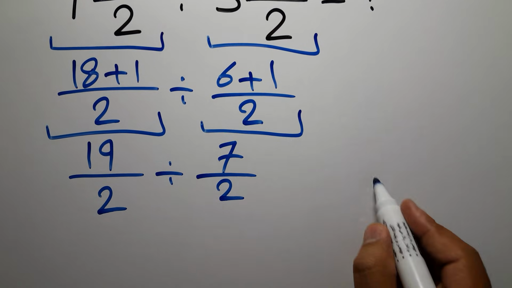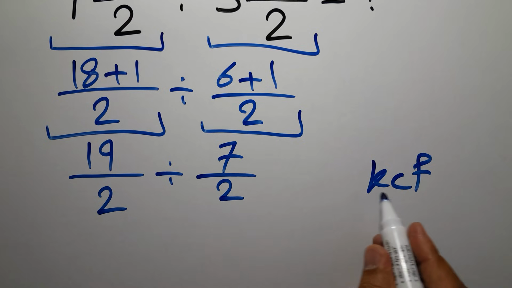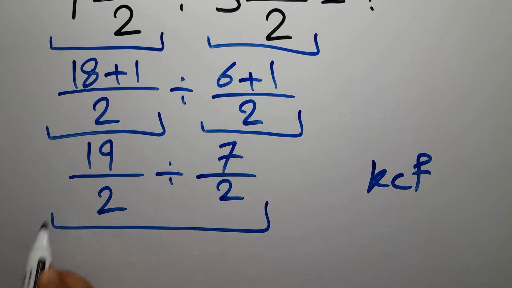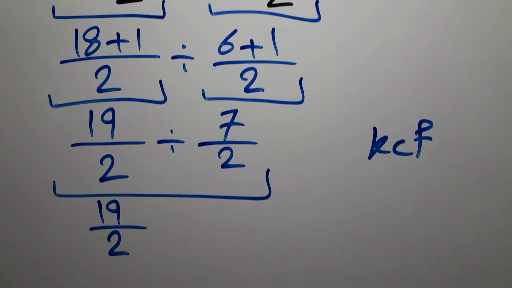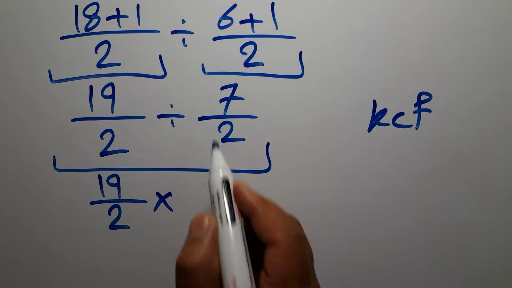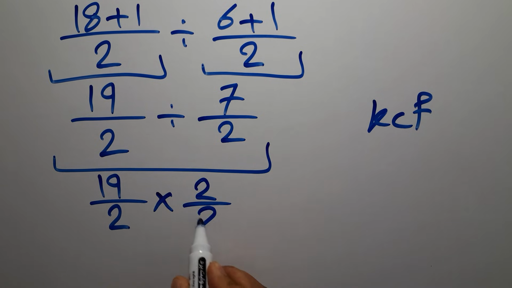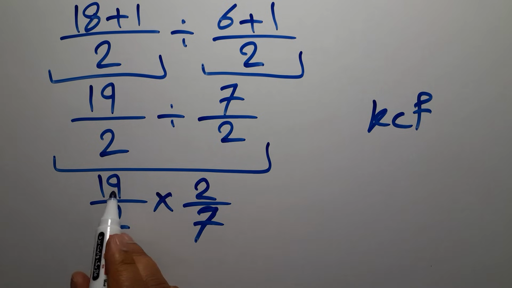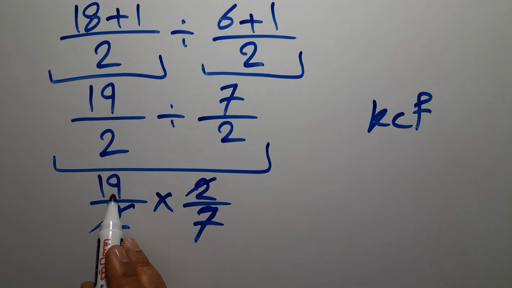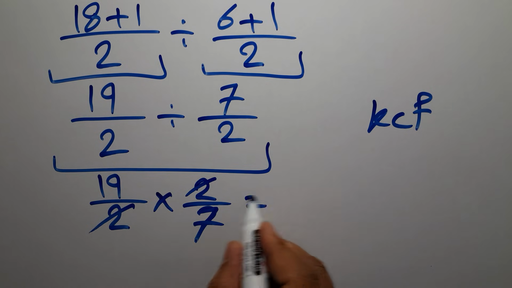According to the KCF rule, K stands for keep, C stands for change, and F stands for flip. Keep the first fraction, 19 over 2. Change division to multiplication and flip the second fraction, 2 over 7. So we have 19 over 2 times 2 over 7. These 2 and these 2 can cancel each other out. So we have 19 over 7.